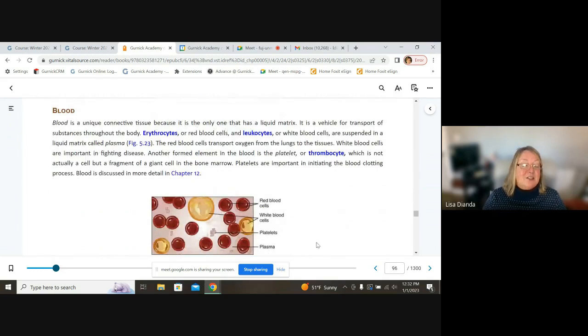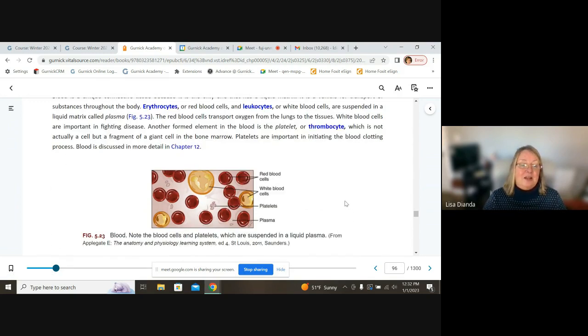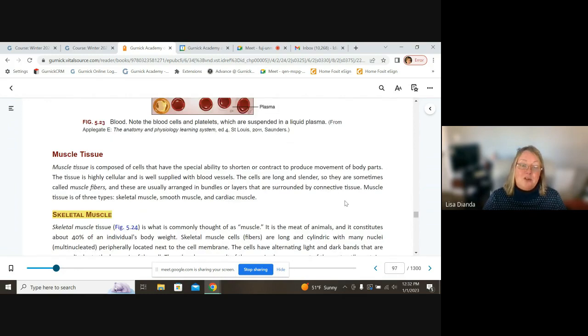Blood is also a connective tissue. It's the only one that has a liquid matrix, right? But it is considered a connective tissue. Red blood cells, or erythro, right? Red erythrocytes, leuco, white cells, thrombocytes, all right? Another connective tissue. Muscle tissue is composed of special cells that can get short or contract, right, to create movement.